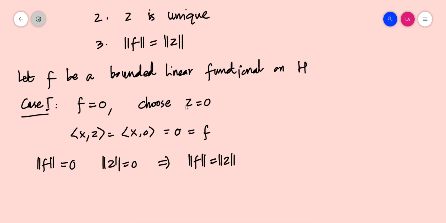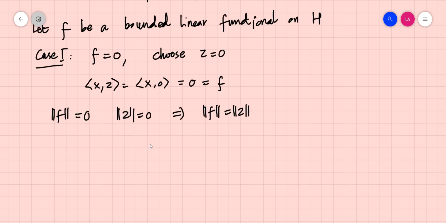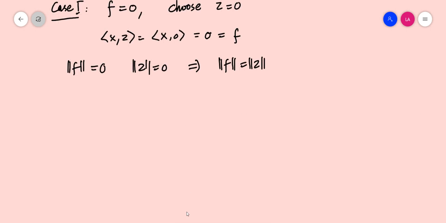So when f is equal to 0, you can choose z as 0 such that f of x can be written as inner product xz, and norm f and norm z are actually the same. So this is the first case. Next case, we will assume that f is actually non-zero.